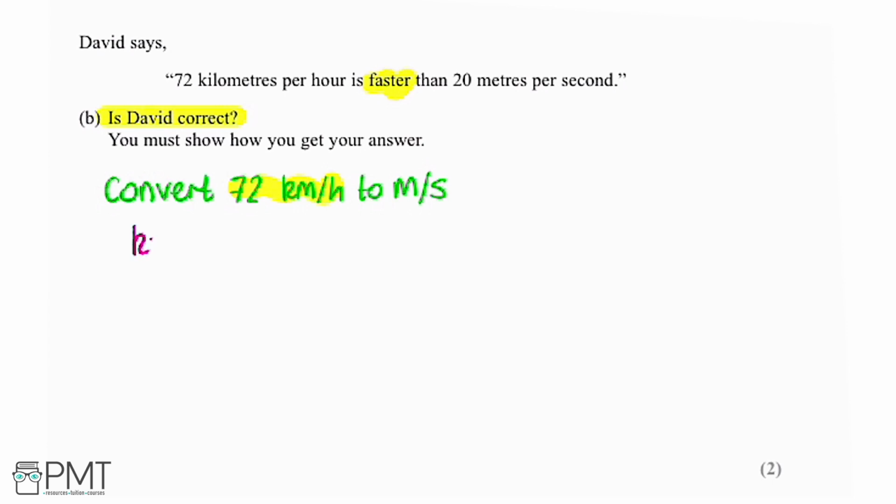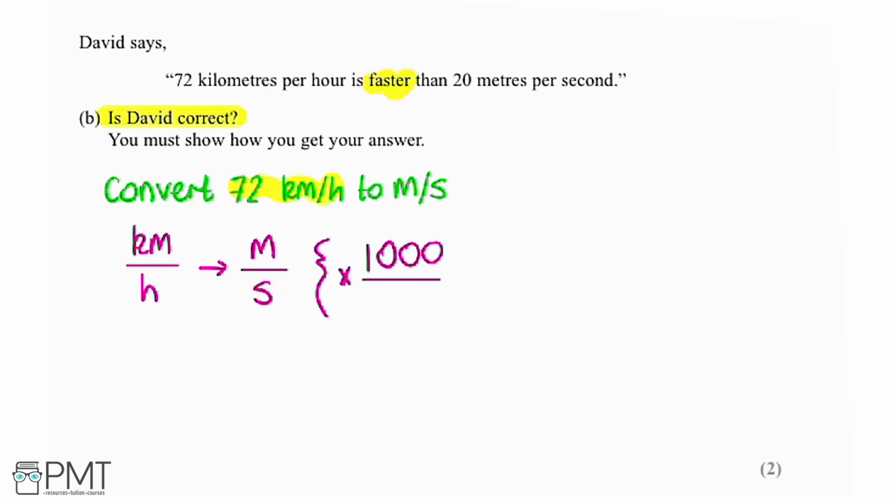So because we're going from kilometers, I'm going to write it like a fraction, kilometers per hour, and we're going to meters per second like this. And we want to multiply by some fraction, okay? And we need to work out what we need on the top and bottom. So we need to think how many meters are in 1 kilometer. So that's 1,000. So we're going to put that on the top here.